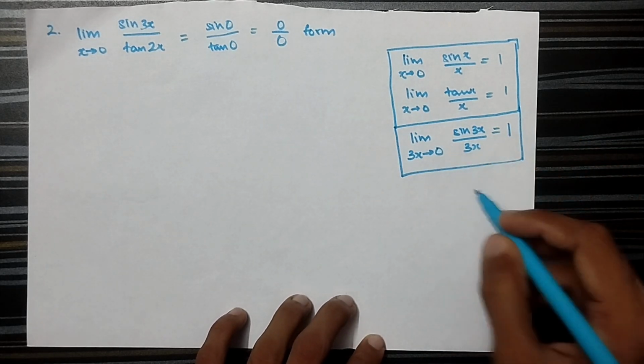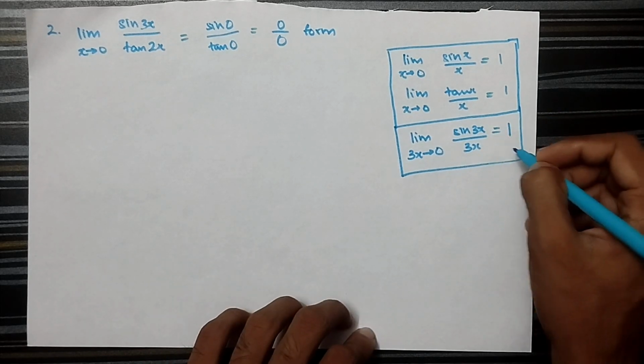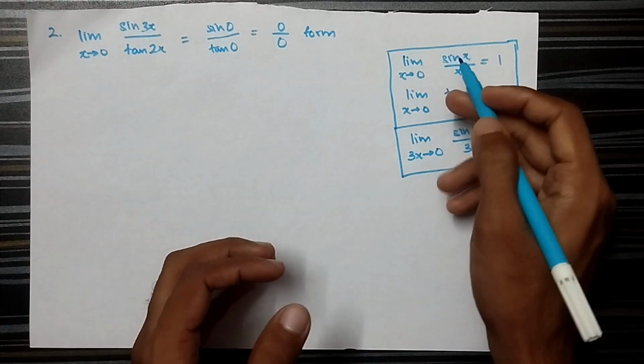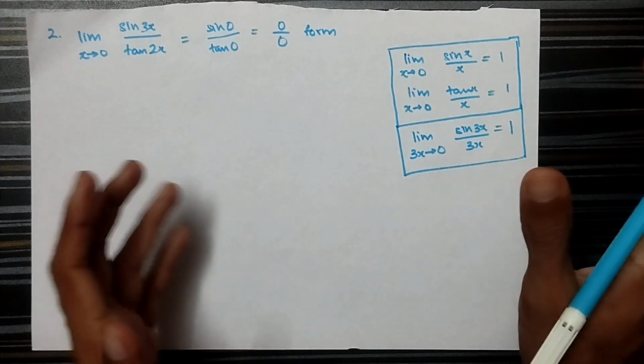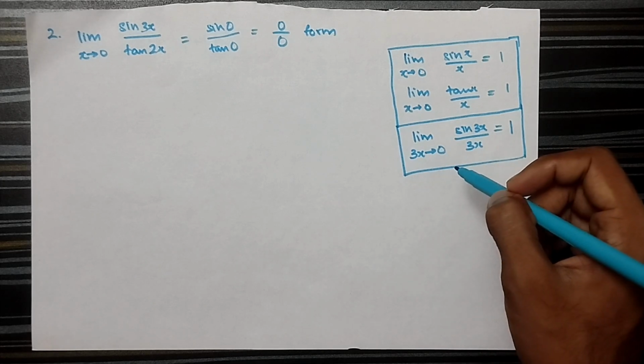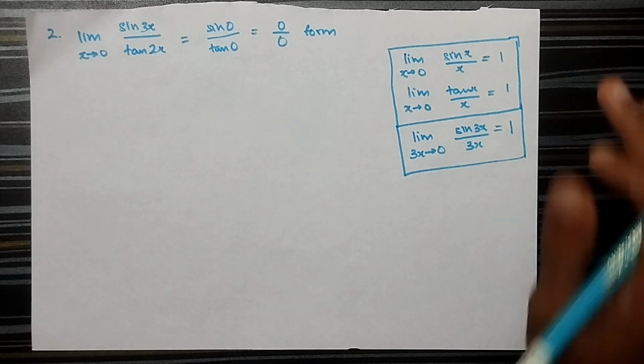So what did we understand? For any angle, here x is the angle, here 3x is the angle, but we don't multiply this by 3. That doesn't work like that. We just take 3x as the whole angle like we took for x. x is just an angle, 3x is also just an angle. So when the angle tends to 0, for the expression sine angle by angle, the answer would be 1.